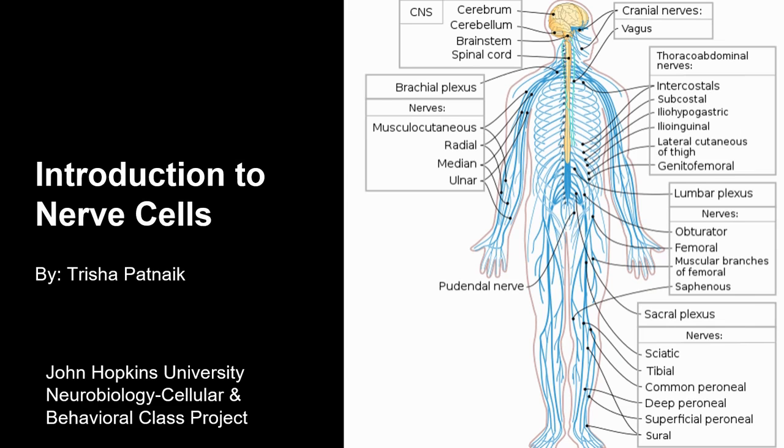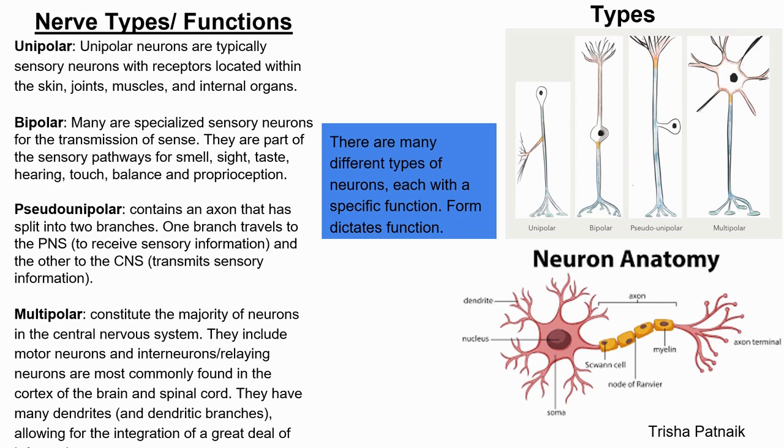Let's begin. Today I will talk about nerve cells, specifically neuron anatomy, types, and function. The neuron is the fundamental cell in the nervous system. Although neurons come in different types, their anatomy is common.